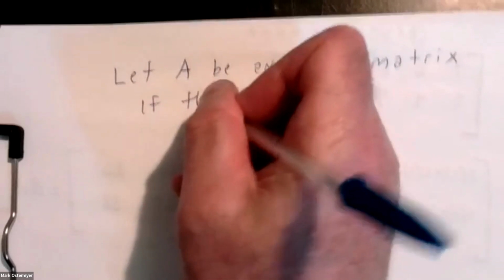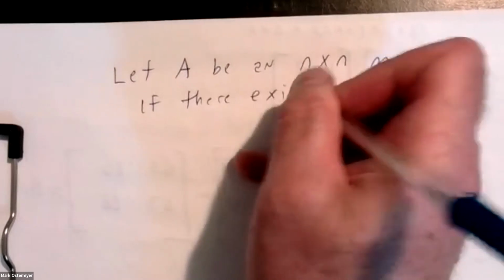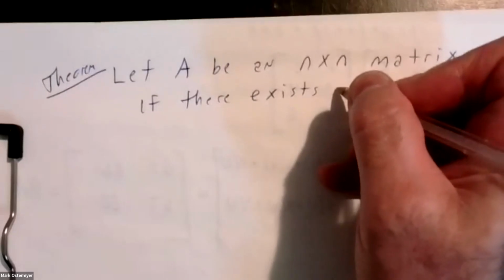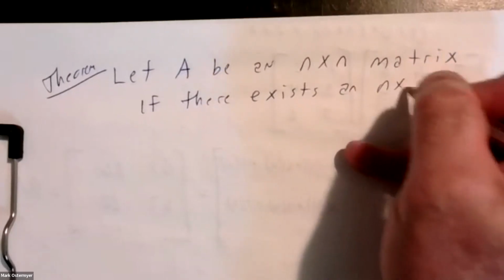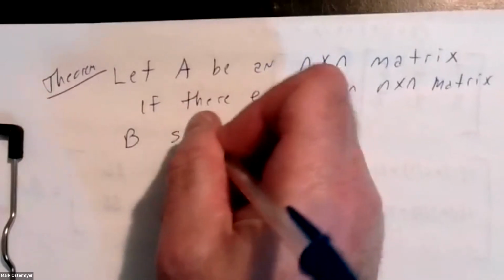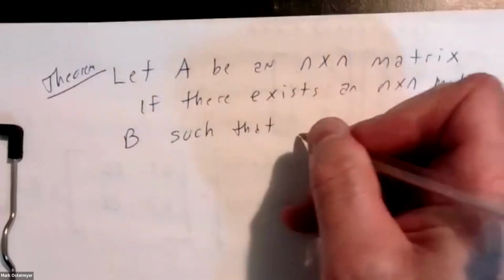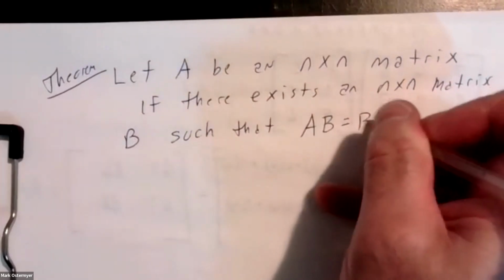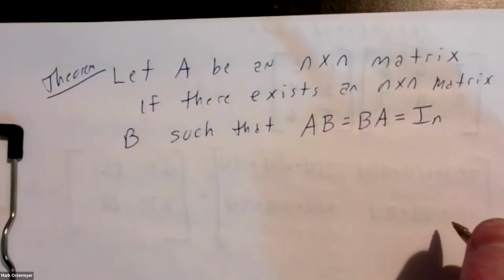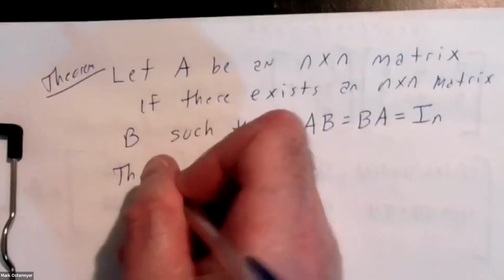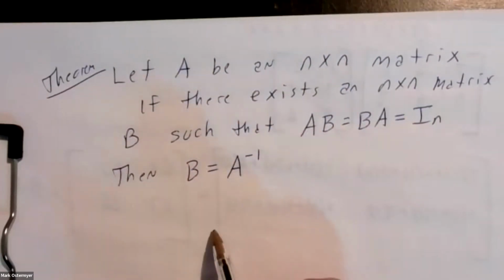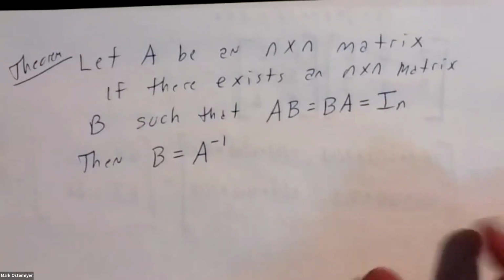If, ladies and gentlemen, there exists, this is a theorem, by the way, if there exists an n by n matrix B such that A times B is equal to B times A is equal to the n by n identity matrix. If that's the case, then we say that matrix B is the inverse of matrix A. It's an important theorem here.